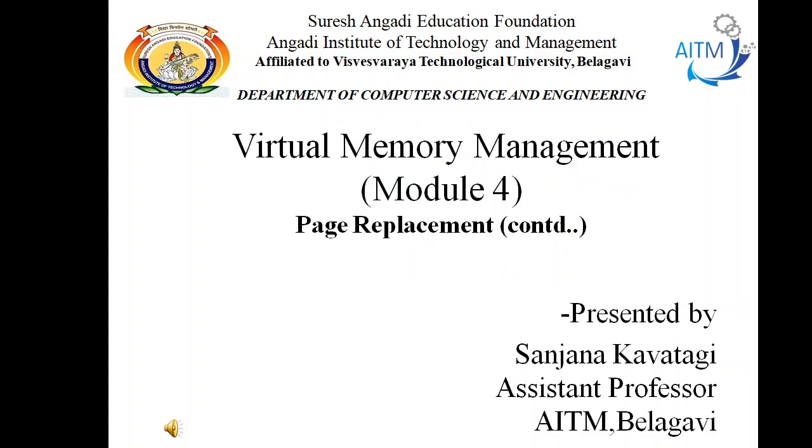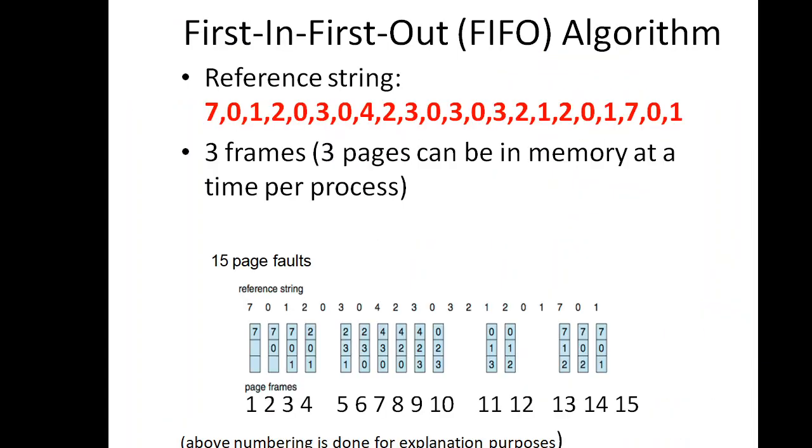The simplest page replacement algorithm is the first in first out algorithm, that is FIFO. We can create a FIFO queue to hold all pages in memory. There will be a queue which works in FIFO format. This queue will hold all the pages in the memory. So then we start replacing the pages at the head of the queue.